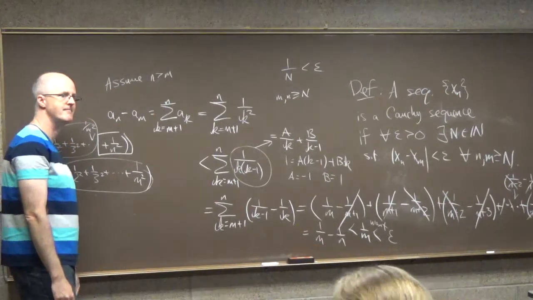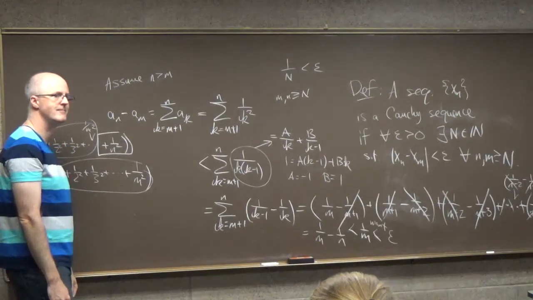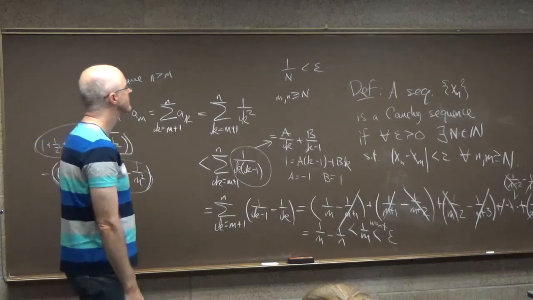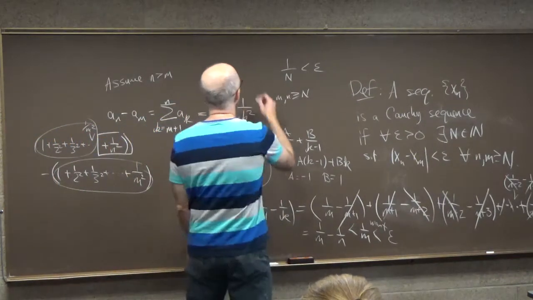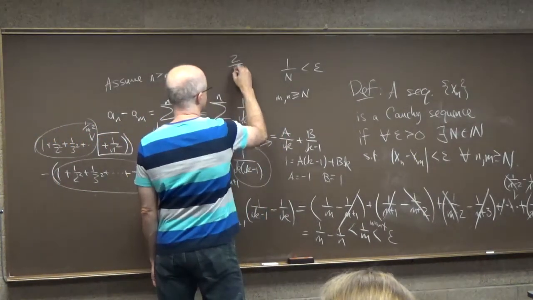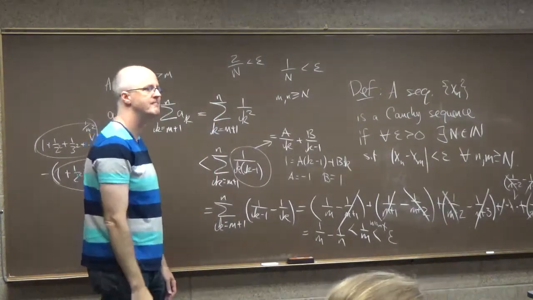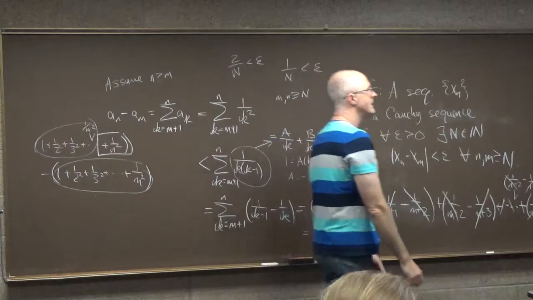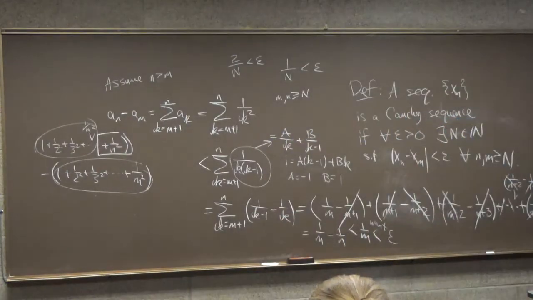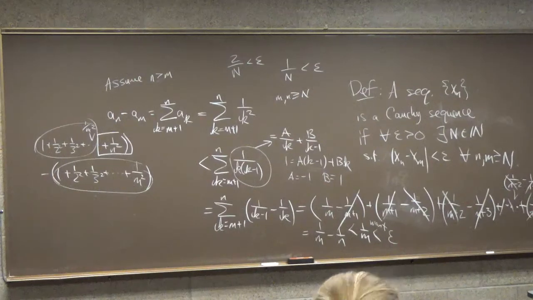Are we always going to have 1 over big N less than epsilon? No. Sometimes you want to choose capital N so that 2 over big N is less than epsilon or something like that. So it's not always so simple in your choice of capital N.